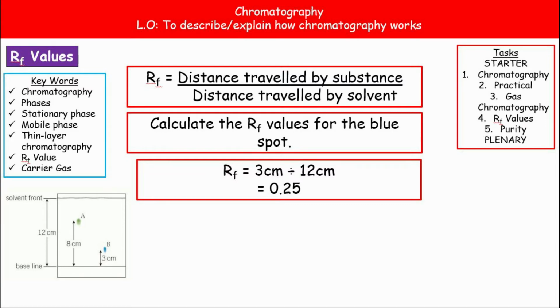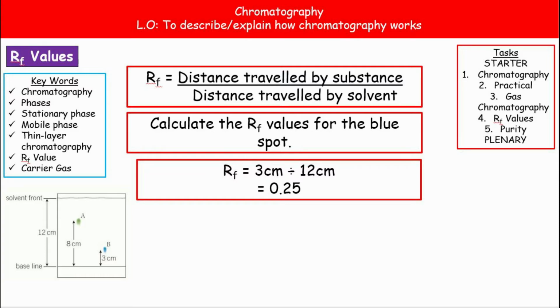And if we had a question that asked us to calculate the RF value for the blue spot, what we would need to do is measure the distance from the baseline to the centre of the blue spot first of all. So in this case it's 3 centimetres, it's labelled on our diagram. Then we need to measure the distance from the baseline to the solvent front, so the little mark on the paper where the solvent got to. And again we write down how far that was in centimetres.